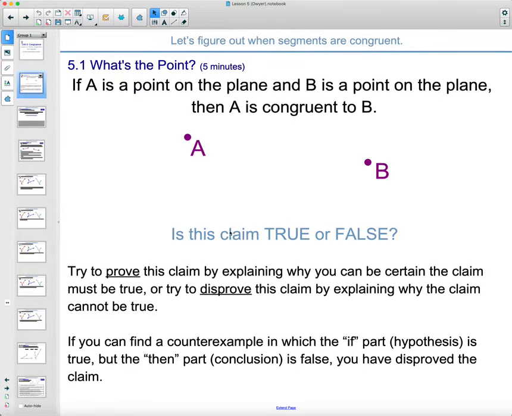If you think it's true, you're trying to prove it by explaining why you know for certain it's true. Or if you don't think it's true all the time, say why you think it's not true. A counterexample is a specific example of when this doesn't happen. So pause the video, talk through if you think a point on a plane is always congruent to another point on a plane. True or false?